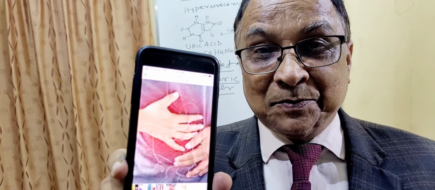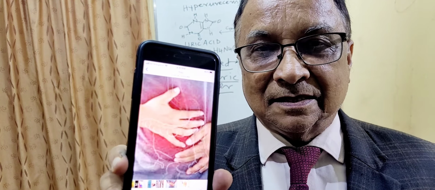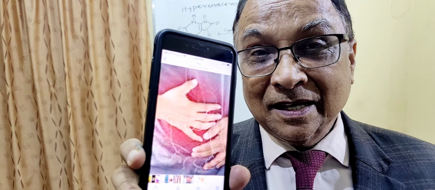Sometimes because of this excess uric acid in the body, you will get abdominal swelling. Abdominal means near the stomach, below the button of your belly. You will get severe pain, and that is again because of the high volume of uric acid in your body.